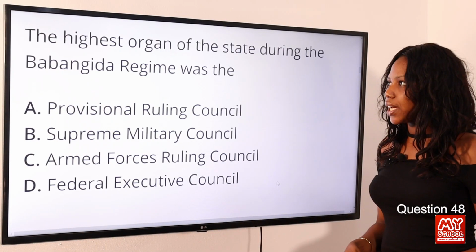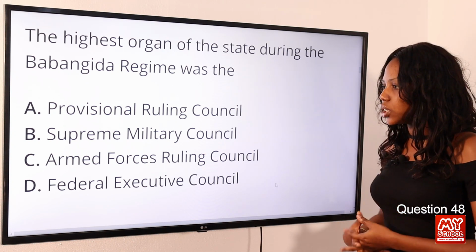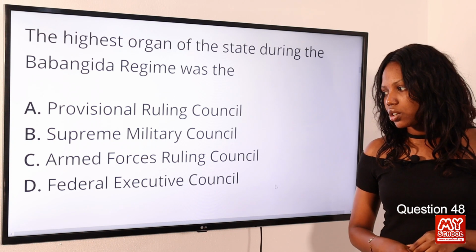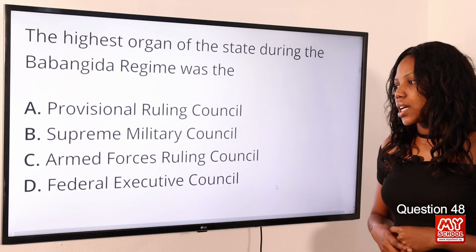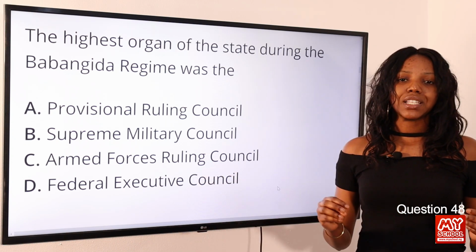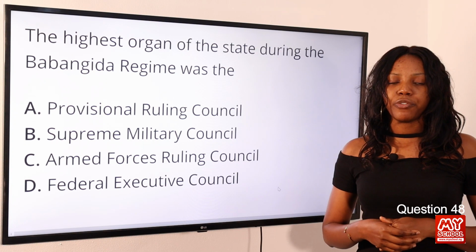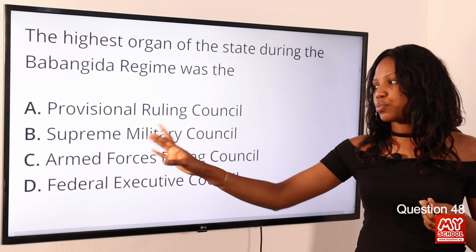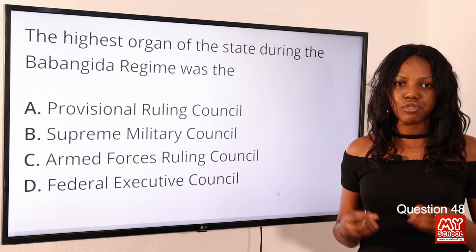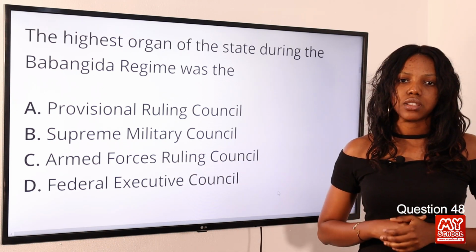Question 48. The highest organ of the state during the Babangida regime was the option A, Provincial Ruling Council, option B, Supreme Military Council, option C, Armed Forces Ruling Council, option D, Federal Executive Council. The answer to this question is option C, Armed Forces Ruling Council. So Babangida, IBB, Ibrahim Babangida, came into power in the year 1985, and before he came into power, SMC, which is Supreme Military Council, ruled Nigeria. So when IBB stepped in, he replaced the body with Armed Forces Ruling Council. So option C, therefore, is the correct answer to this question.